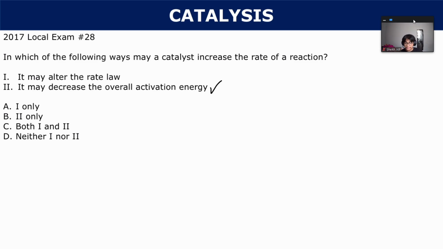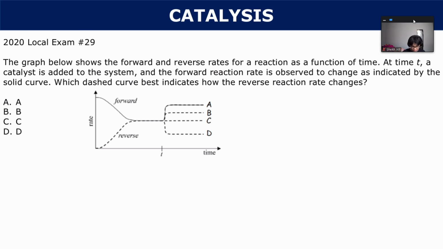And so that means that they can also change the elementary steps. And the elementary steps are going to have a major impact on the rate law itself. So number 1 also makes sense. So the answer here would be C, which is in fact the right answer. Let's move on to, I think this is our second to last one.